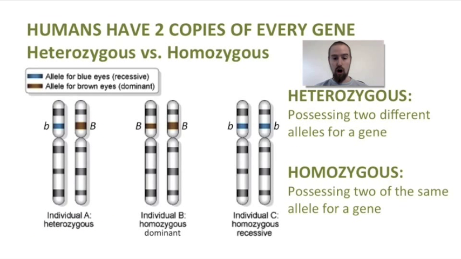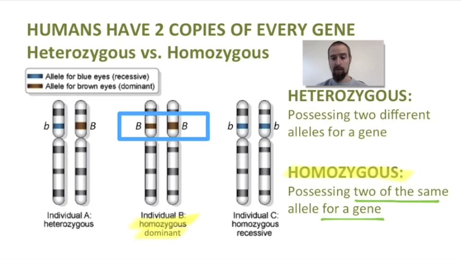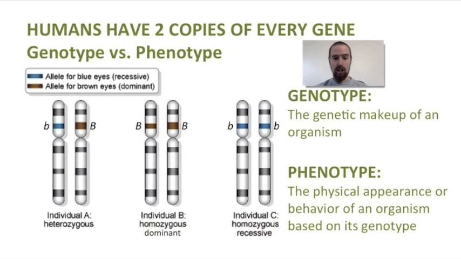If an individual is homozygous, that means the individual has two of the same allele for that gene. This could mean that our individual has two alleles for brown eyes, our big B individual here, or has two alleles for blue eyes, our little b individual here. These terms, heterozygous and homozygous, describe an organism's genotype, or its genetic makeup. An organism's genotype determines the organism's phenotype, or its physical appearance or innate behaviors.